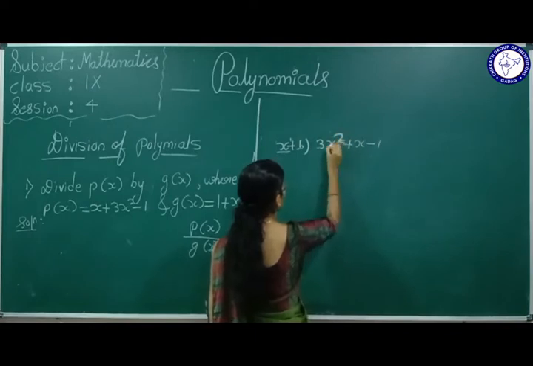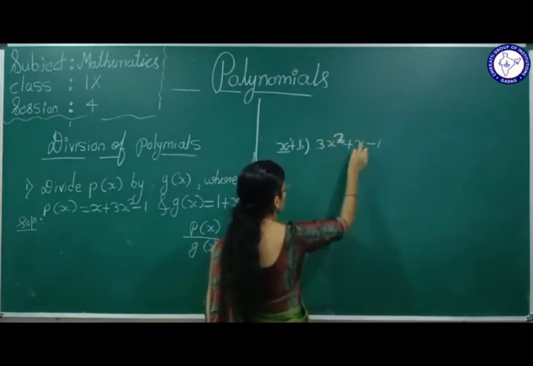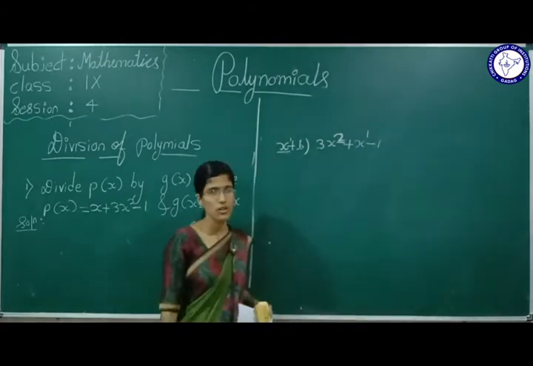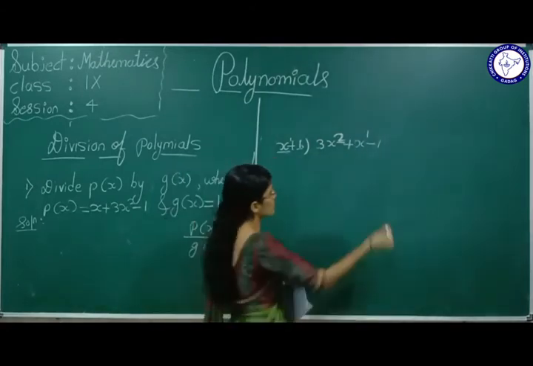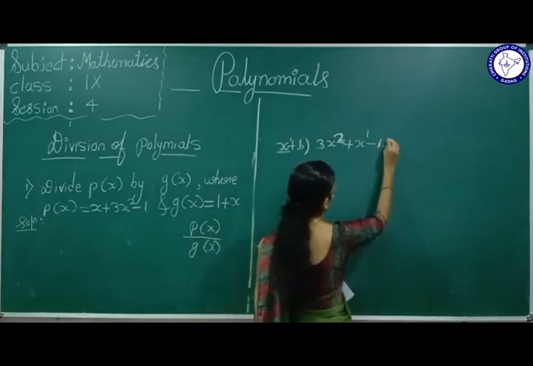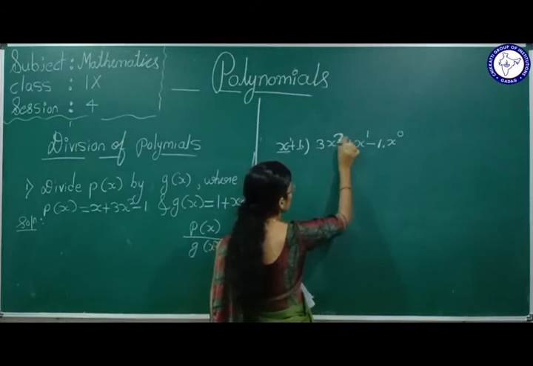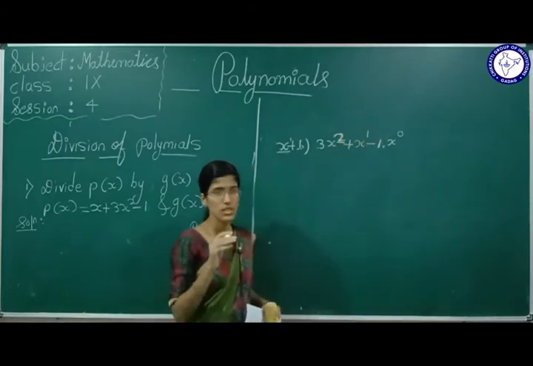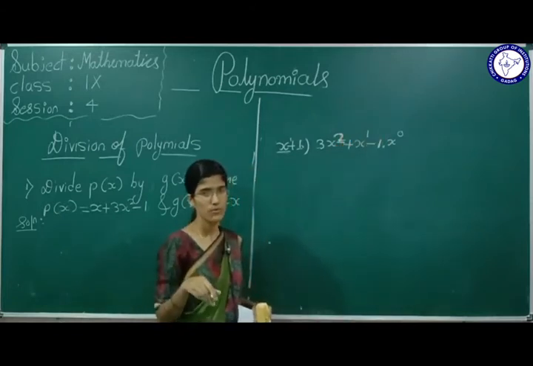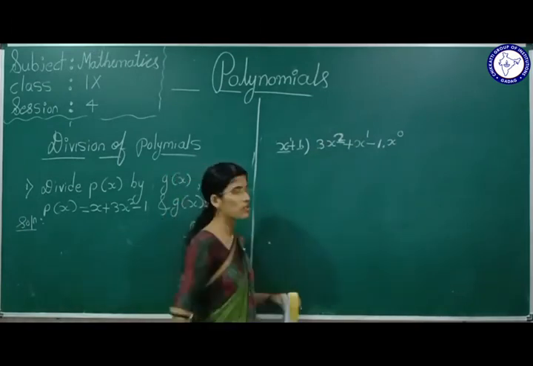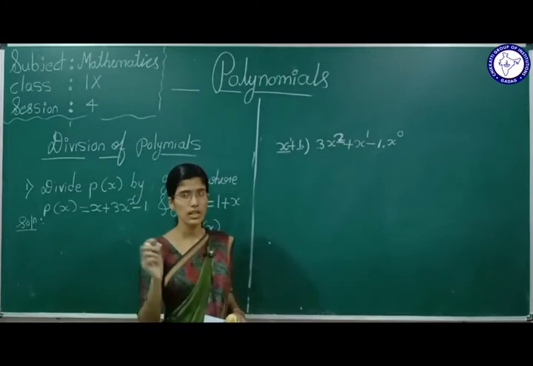The variable power is 2, here the variable power is 1. This should be in decreasing order. This 1 can be written as 1 into x raised to 0. Now see here, the variable powers are in decreasing order, no? 2, 1, 0. Yes, this is the way you have to arrange. The first step is that only: whatever the variable powers are there, you have to arrange in decreasing order.